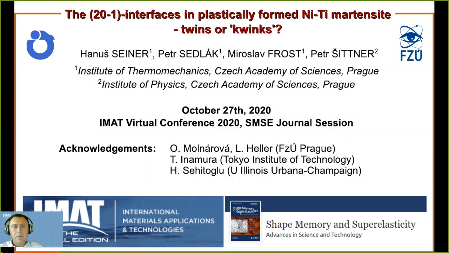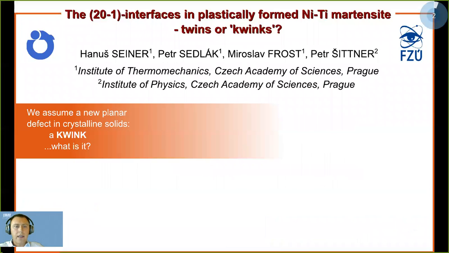So before we go to the presentation itself, I have to spend a few minutes on the title because it reads: the 20-1 interfaces in plastically deformed martensite. Are they twins or are they kwinks? And you may be wondering what a kwink is.